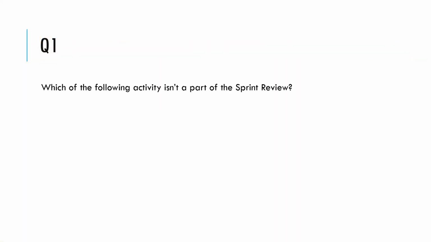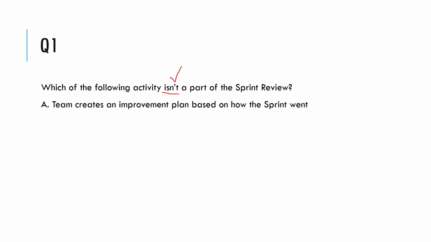Okay, question one. Which of the following activities isn't a part of the sprint review? Now, remember, it says is not a part of the sprint review. That means you need to select an option which is not a part of sprint review.